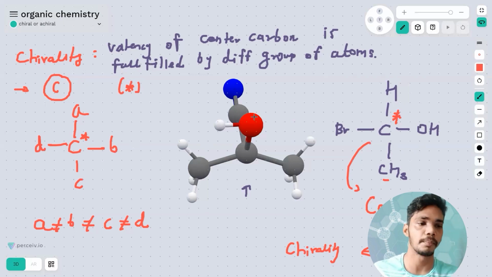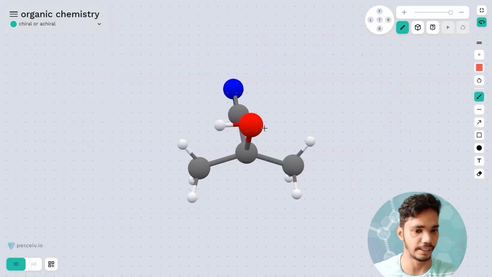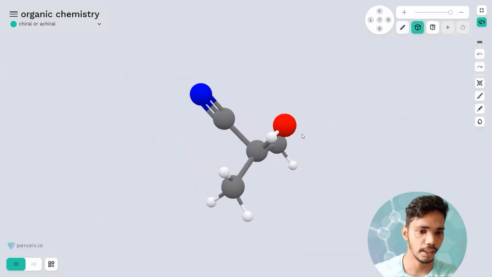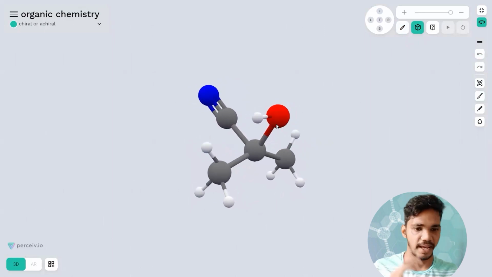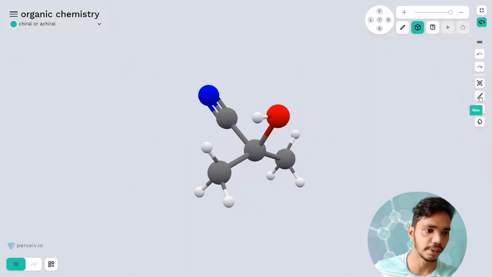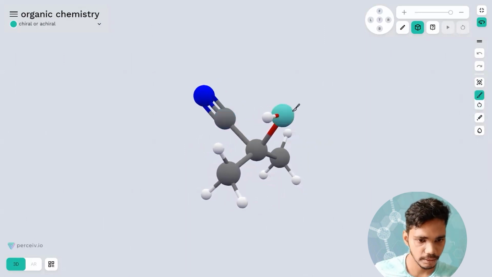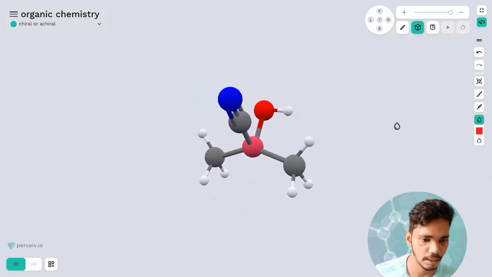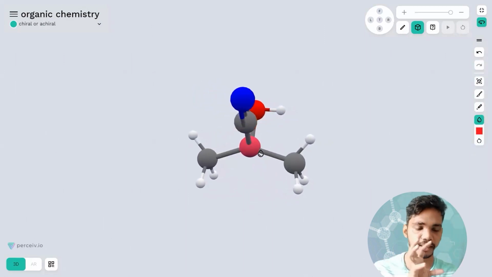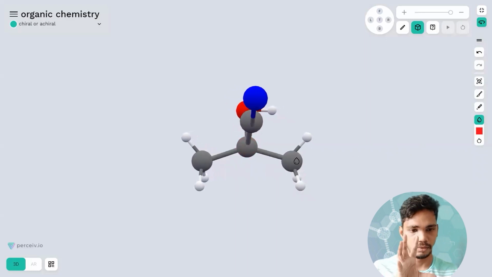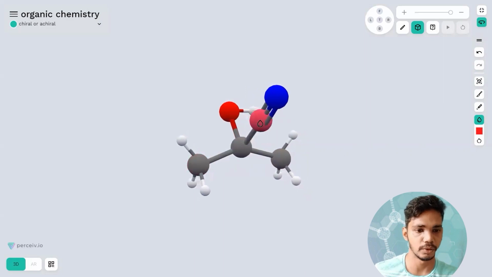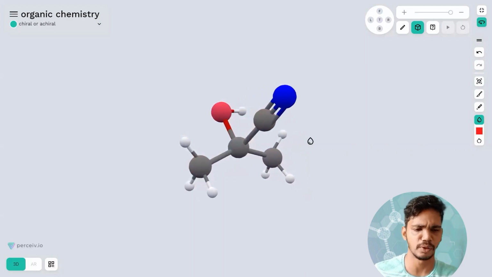Before that, let's talk about this very wonderful 3D diagram. Now tell me one thing, as we discussed, chirality has to be fulfilled by different groups, right? So look at this group and this group. Let me highlight this. This is the center carbon, in red color. Another group is attached here, another group here, another group here, and another group here.